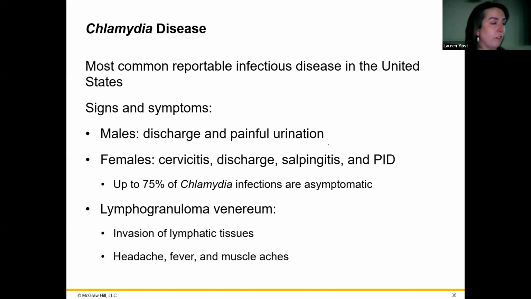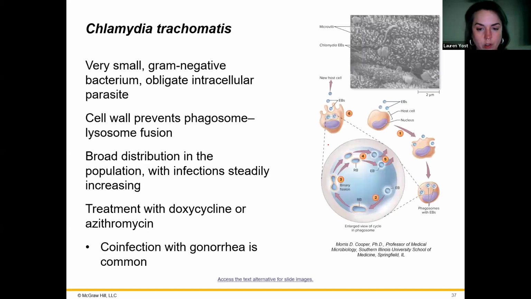This is one of those cases where the females will be less likely to have symptoms. 75% of females don't have any symptoms for this, but if they do, cervicitis, discharge, salpingitis, and PID, like we've been seeing with a lot of these other guys. Males will have discharge and painful urination, so they will present with symptoms this time. This can develop into something called lymphogranuloma venereum, where we have infection of the nearby lymphatic tissues, leading to just feeling really sick, and being affected by it that way instead of the typical presentation.